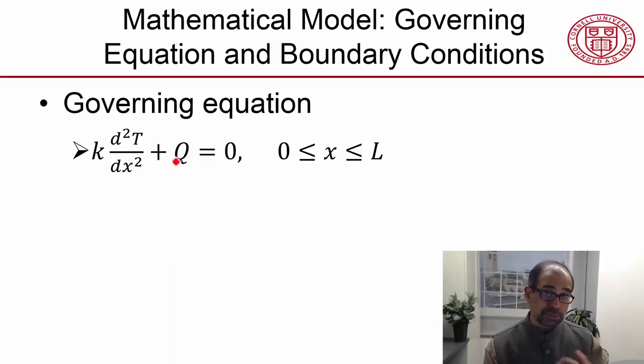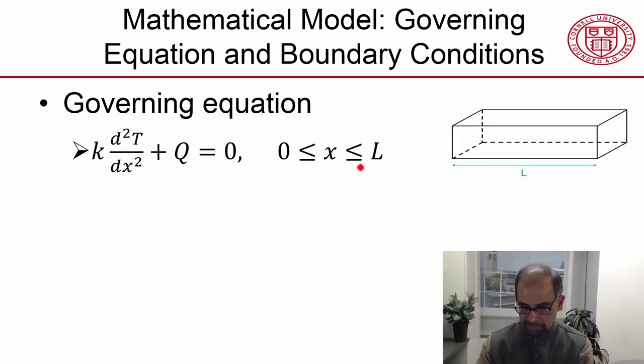Both these terms are written per unit volume, and they have to add up to 0 for energy conservation. And this equation is defined from x equal to 0 to x equal to L. That's because our bar is of length L. And we need to put boundary conditions at the edges of the domain. So this is called the domain.